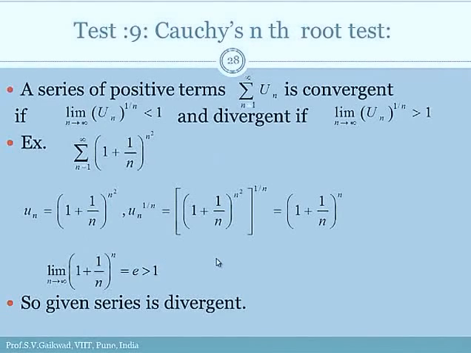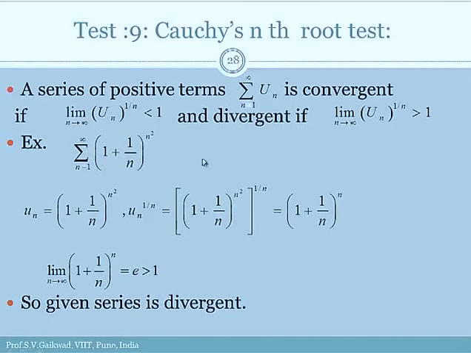Okay, one more test now. Again a simple test, Cauchy's nth root test. Remember, the first test was the nth term test, where we directly find the limit of the nth term. In Cauchy's nth root test, we will find the limit of the nth root of un. The test says that if the limit of the nth root of the term is less than 1, the series is convergent, and if the limit of the nth root of the term is greater than 1, the series is divergent.